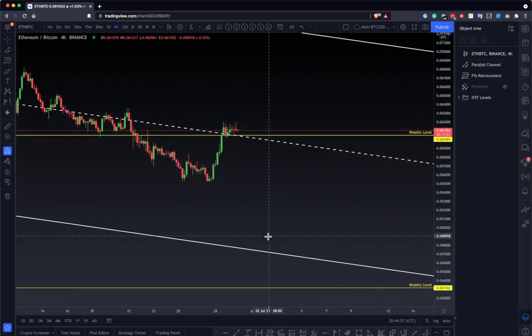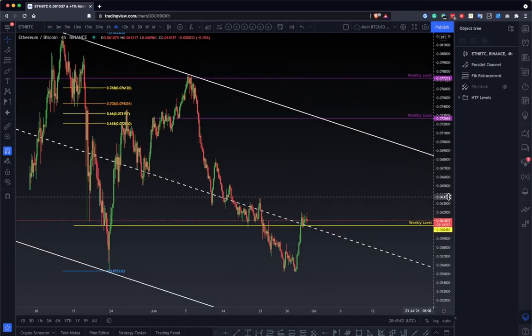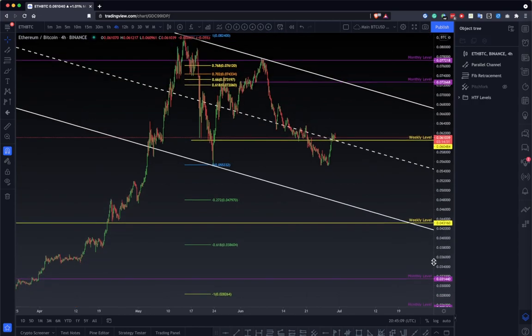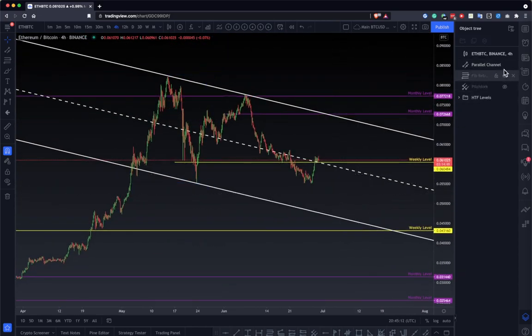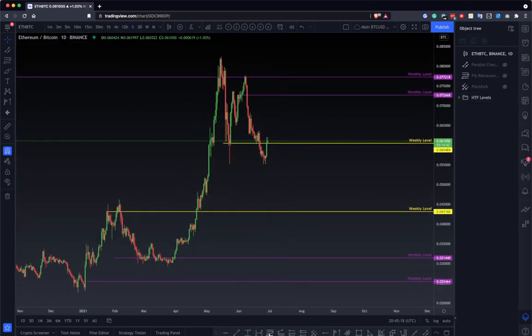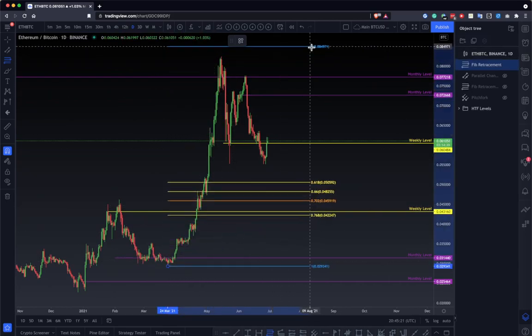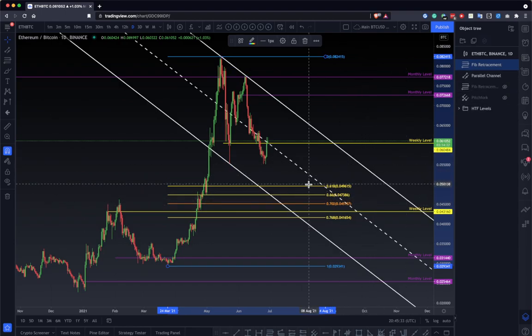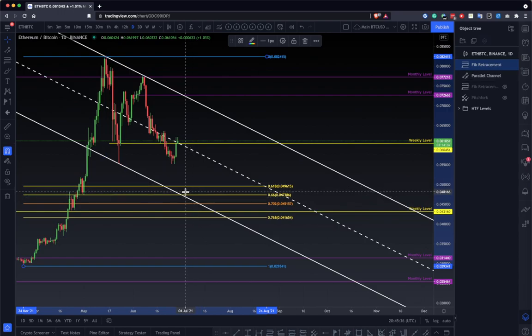It might come back to the other weekly level, and this channel might simply be invalidated, or it might come to this area. Obviously I have to see what kind of supports you might have down here. I haven't quite checked it, but if we do that, we can again take our fibs from this low to around this high. Yeah, we have quite some good supports down here as well.